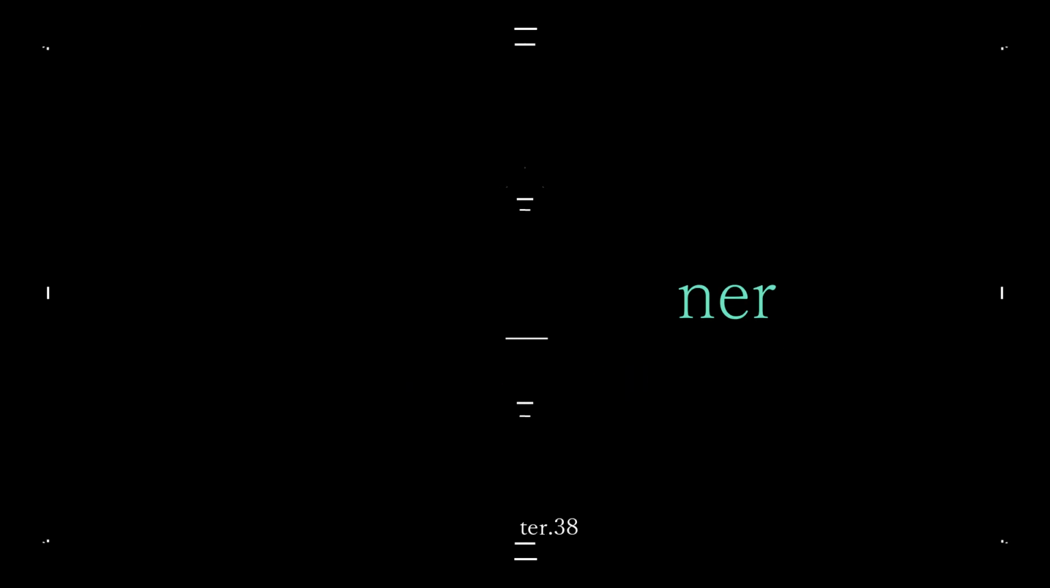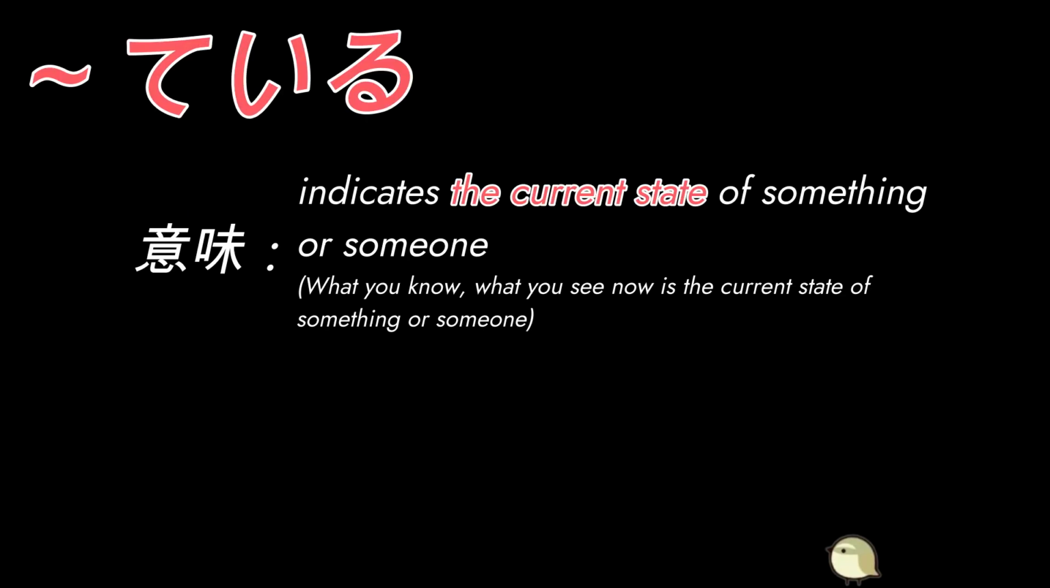Today I want to share ている and てある. They both are used to express the current state of an object or a person. So when should we use ている and when should we use てある? Well, first, ている. It indicates the current state of something or someone.